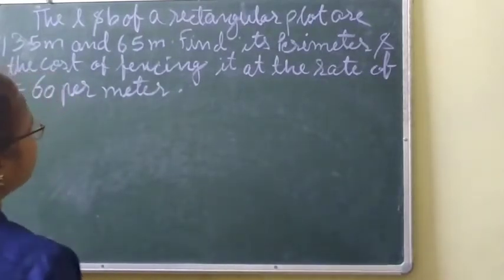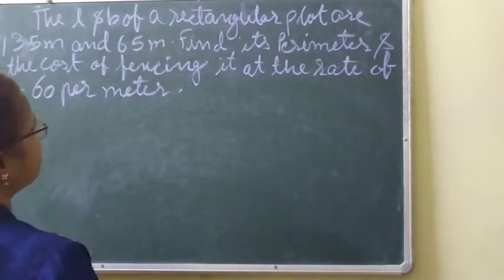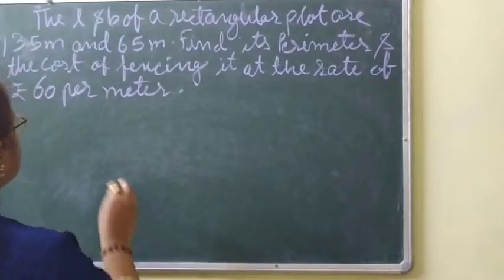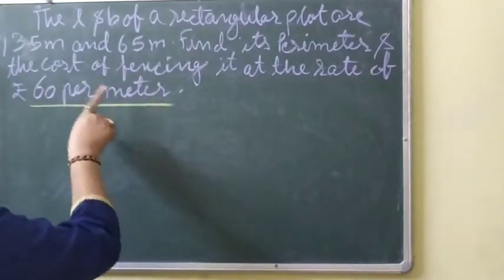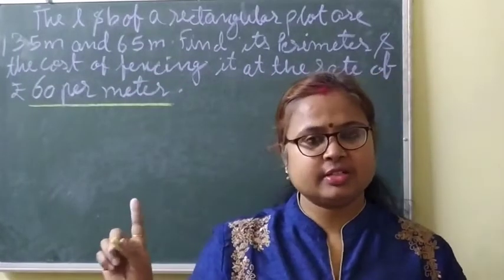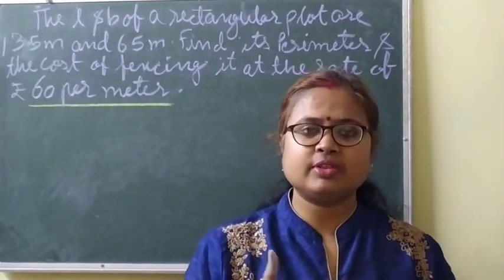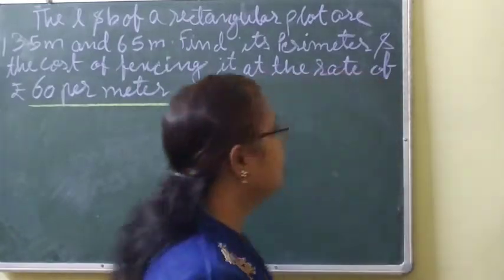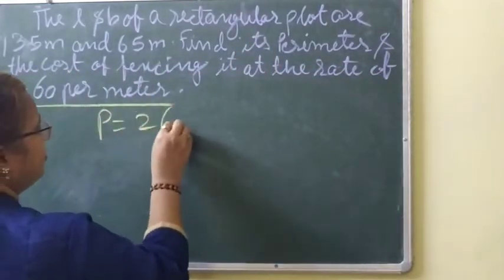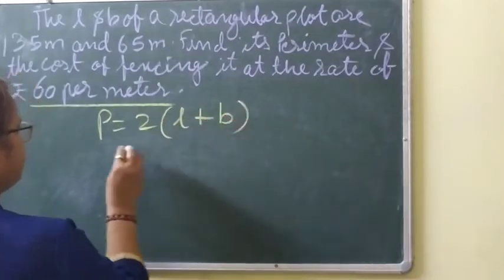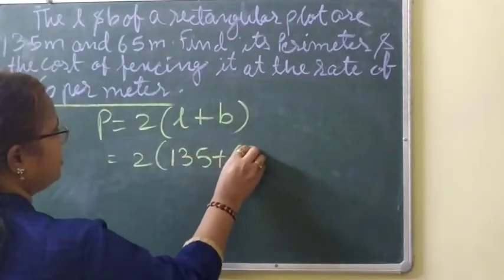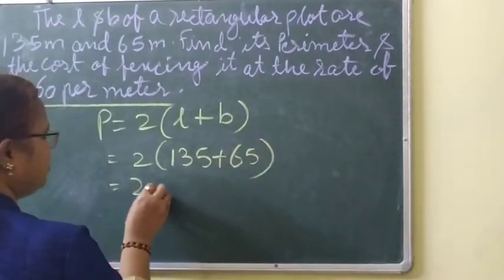So, the length and breadth of the rectangular plot are 135 and 65. Find its perimeter and the cost of fencing it at the rate of 60 per meter. It is given per meter, not per meter square. So, when it is given per meter, you have to multiply with what? Perimeter. Clear? So, let's find out the perimeter. So, perimeter is equal to what? 2 into (L plus B). So, 2 into (135 plus 65).